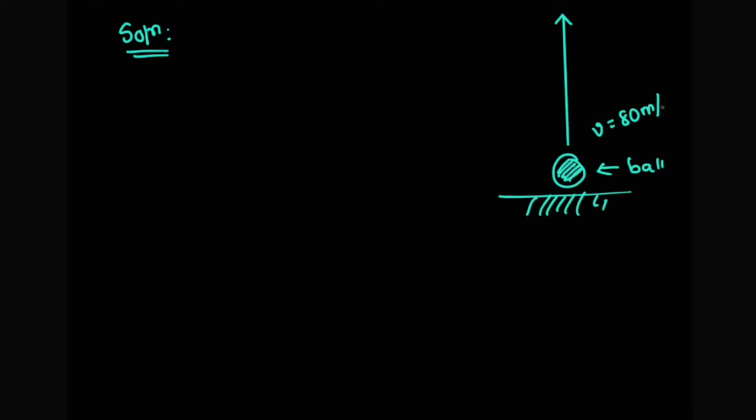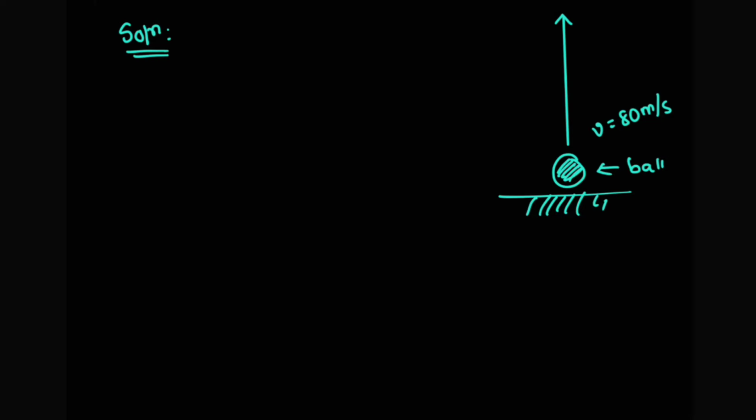The key to first approaching this problem is to draw a rough diagram of what actually is happening to the ball. The ball has been launched with an initial velocity of 80 meters per second. Now, the first step is to know what the time required by the ball is to achieve its maximum height. And how do we calculate that?